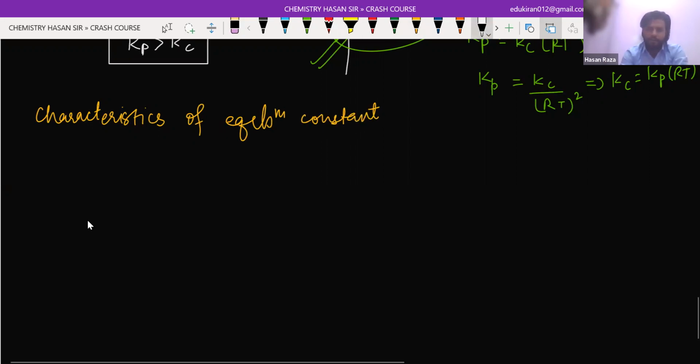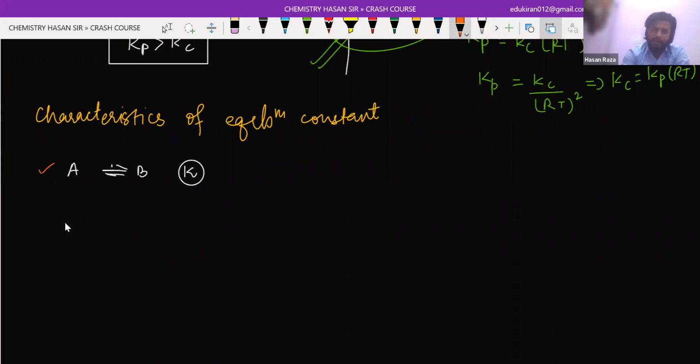See what happens here. If you have a reaction A, any type of reaction, that is giving you B, and it has an equilibrium constant K, and if you multiply this reaction with any number in the whole equation, this new reaction will have an equilibrium constant K dash that will be equal to the equilibrium constant of the old reaction raised to the power of the number that is multiplied.